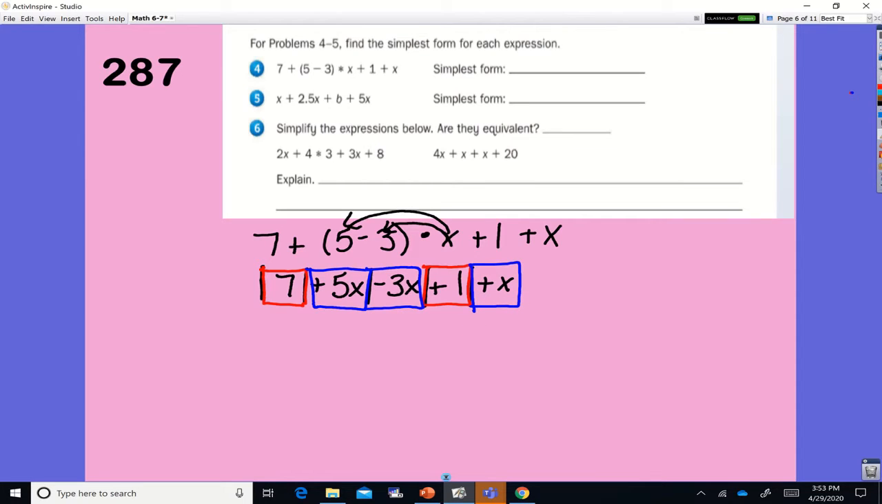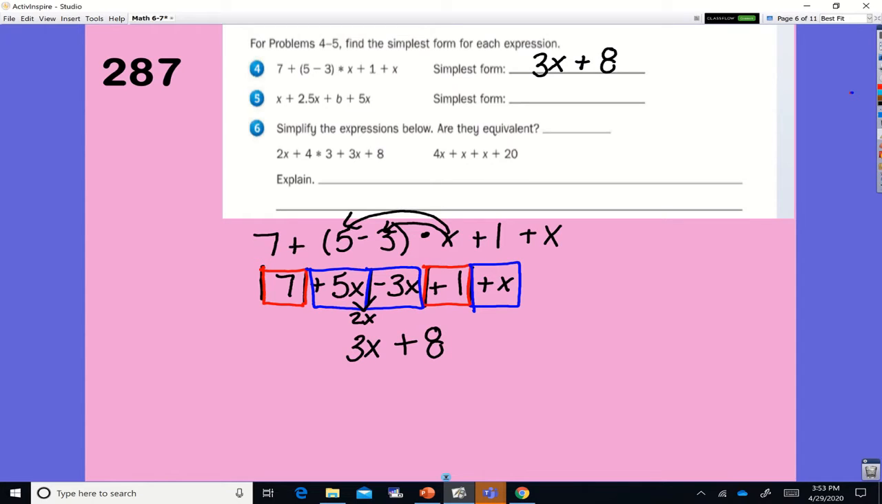Then we combine our like terms and we add everything up. So we do 7 plus 1, which is 8. 5x minus 3x is 2x. 2x, remember there's really a 1 here, so it's 2x plus 1x gives us 3x. And if you need to make boxes like we did in the notes, do that. So in simplest form, this is going to be 3x plus 8. That's in simplest form.